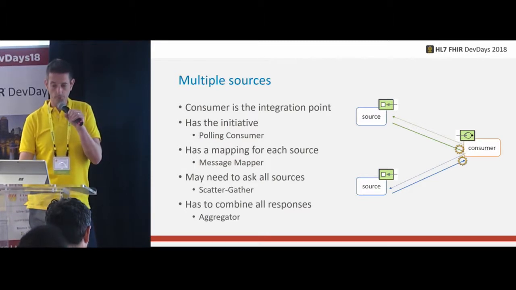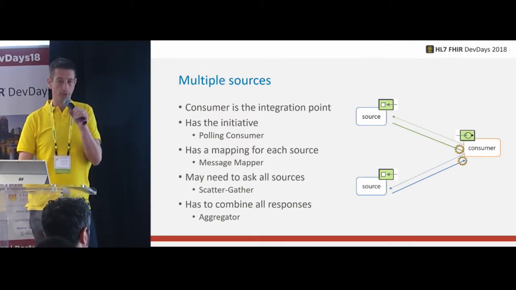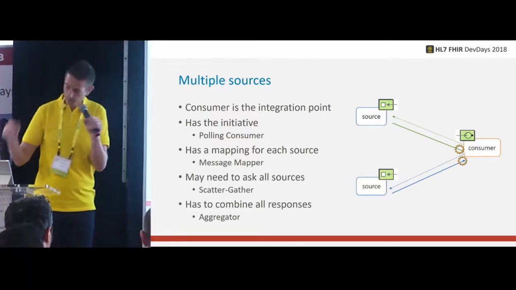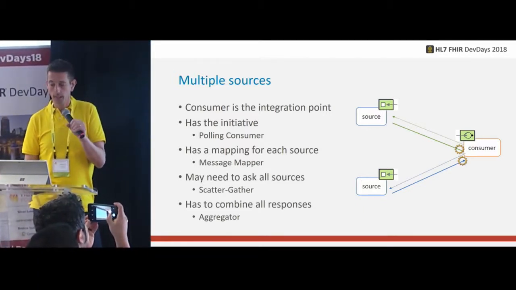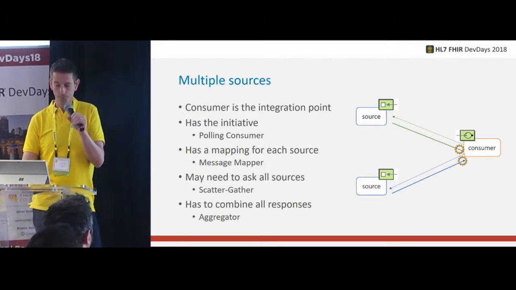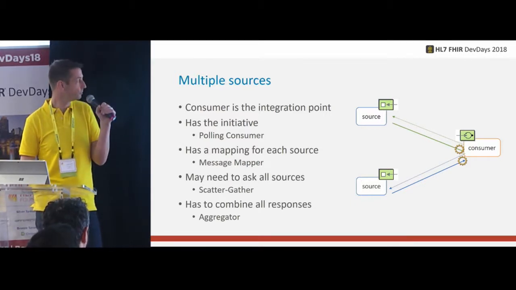Now we can have multiple sources. And now the consumer is the integration point, as it is now. We have a couple of sources. Consumer needs data, it queries all the sources, and it pulls that data, so the consumer is the active party here. And it may need to ask all the sources to get its data and combine all those responses.